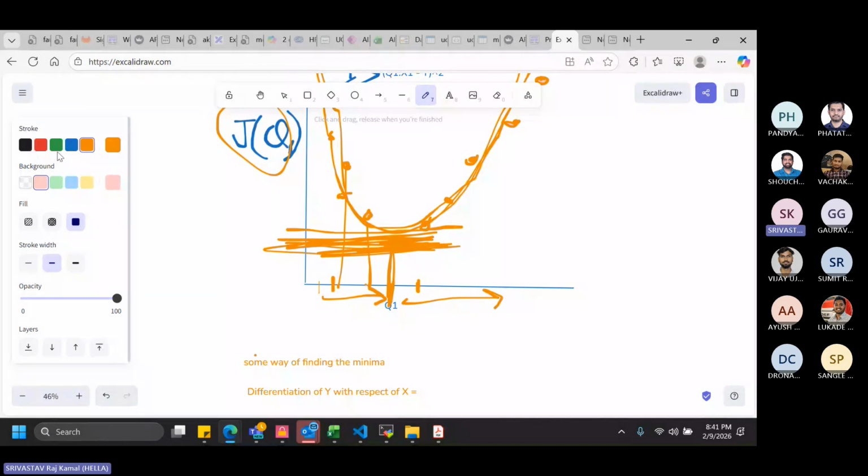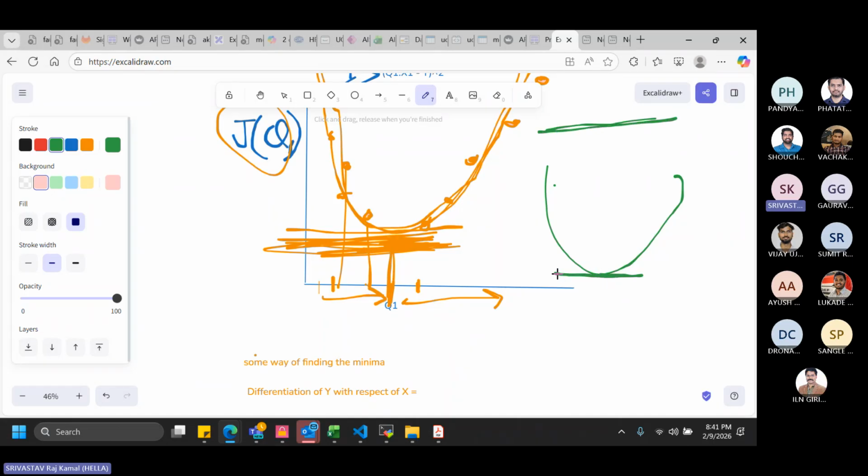Practically, from a mathematics term, if this is the graph, differentiation is nothing but a line, a kind of an angle. At this point, the angle is 0 degrees. You know, this angle is 0 degrees with respect to this point. This is kind of a tangent.